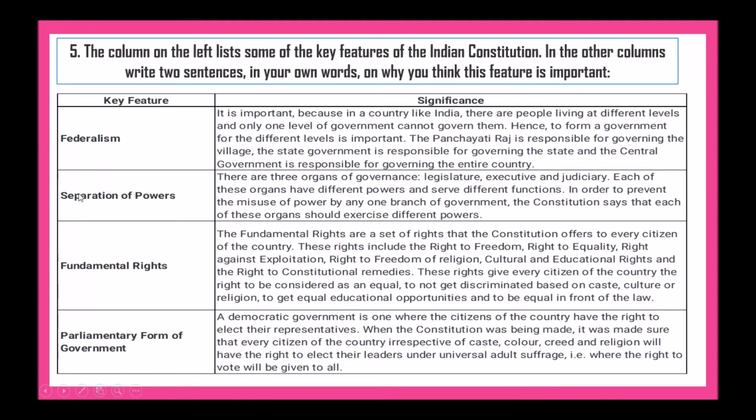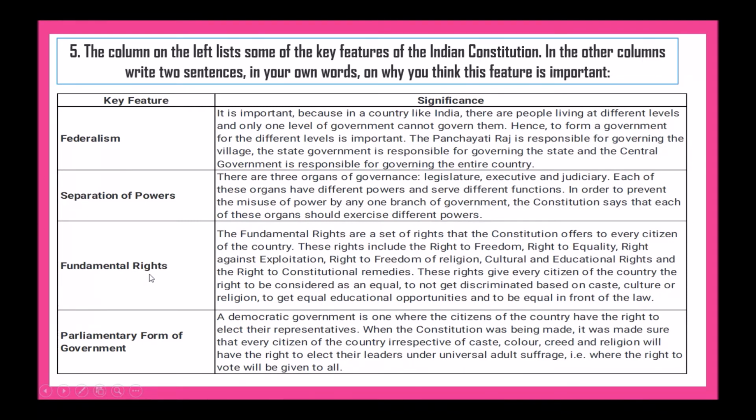The next feature is separation of powers. There are three organs of the government: legislature, executive, and judiciary. Each of these organs has different powers and serves different functions. In order to prevent the misuse of power by any one branch of the government, the Constitution says that each of these organs should exercise different powers.